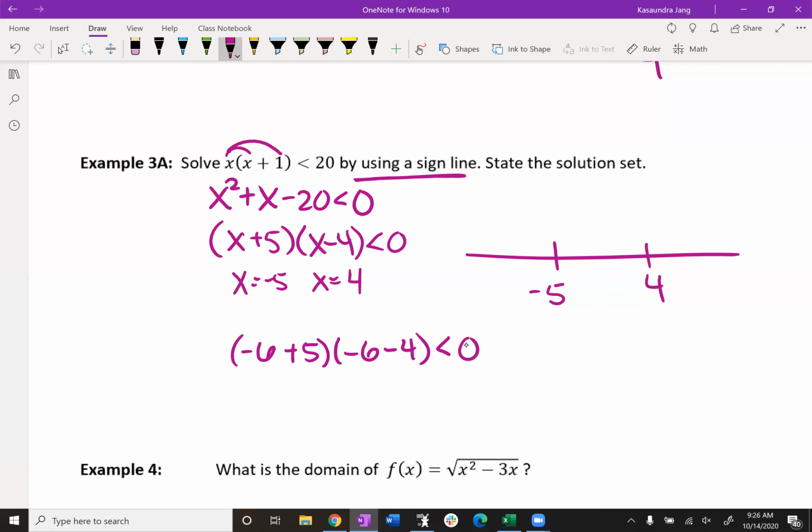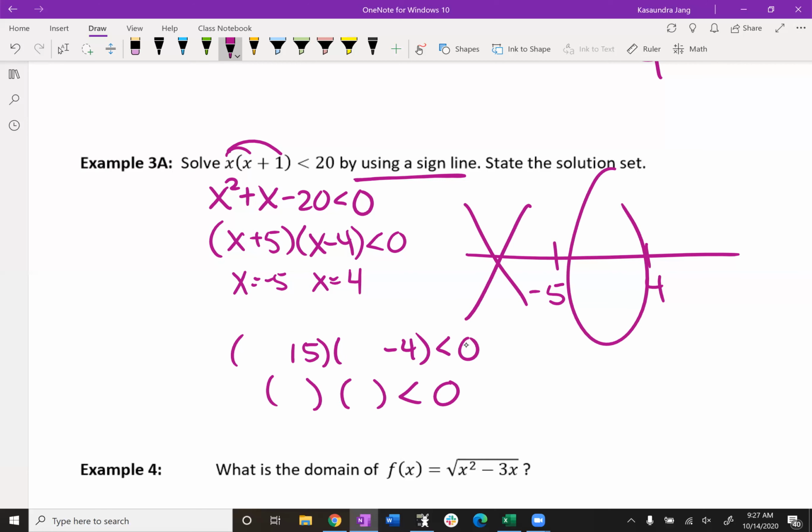Let's see. I get a negative times a negative. So is a negative times negative less than 0? I don't even care what the number is. Is it just less than 0? No, that's a positive number. It's bigger than 0. So this part is out. All right. So Brett, pick another number then.